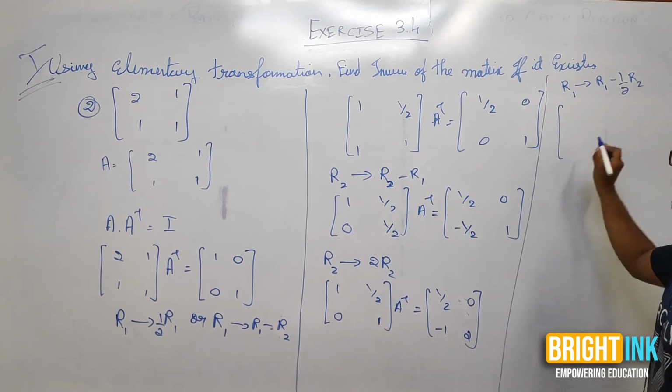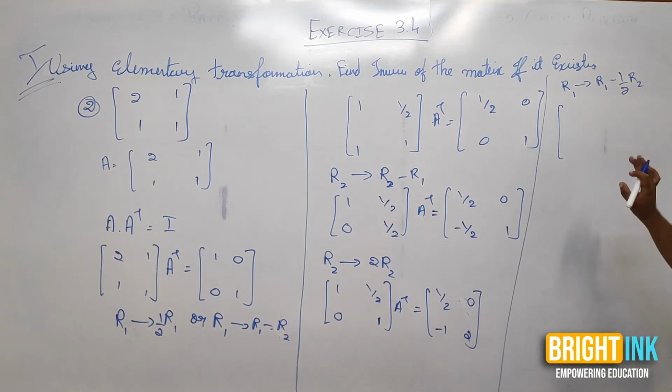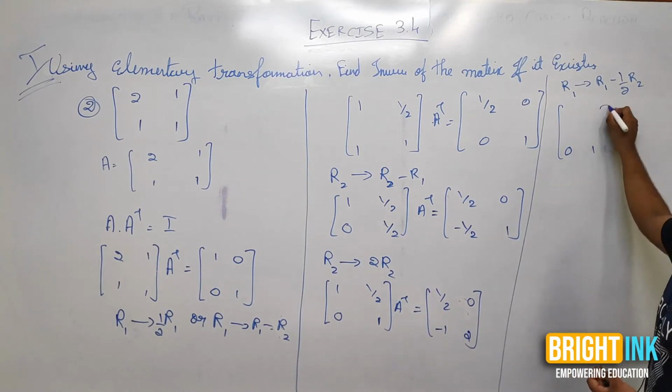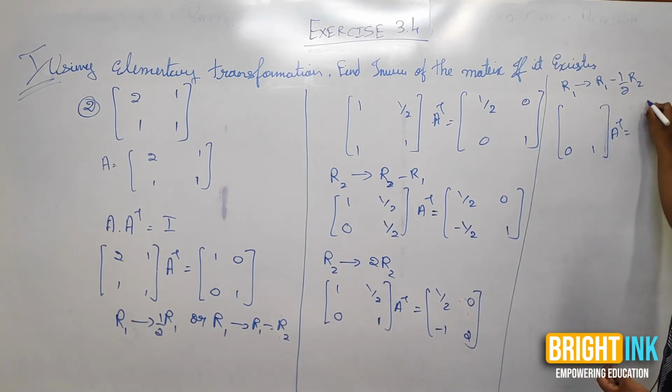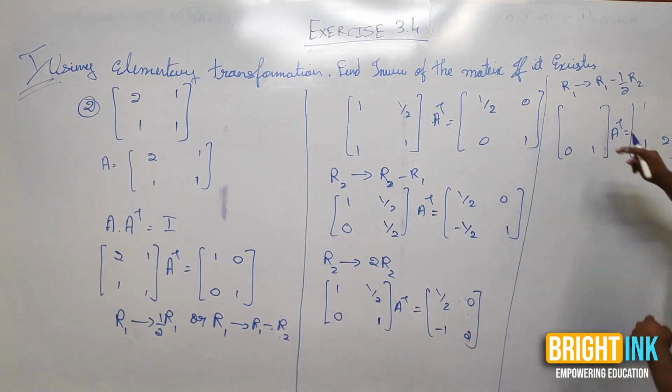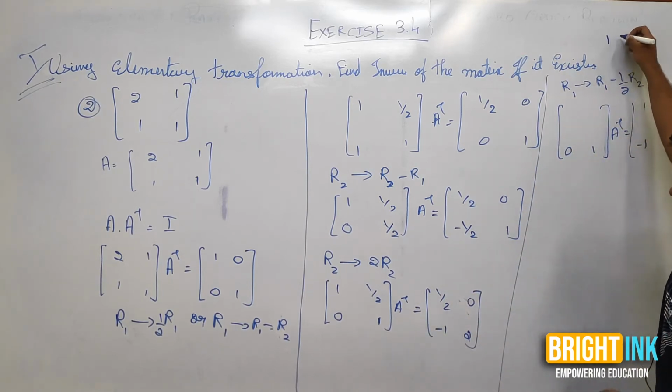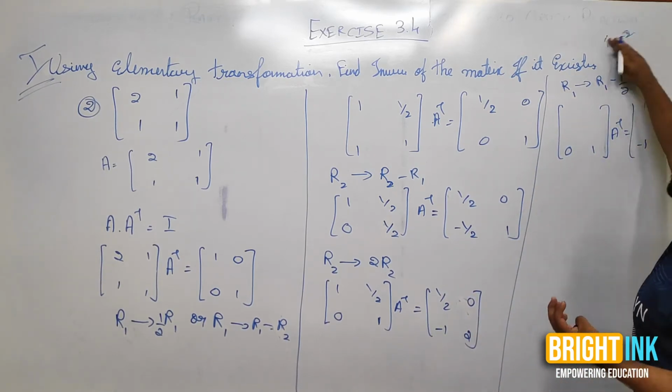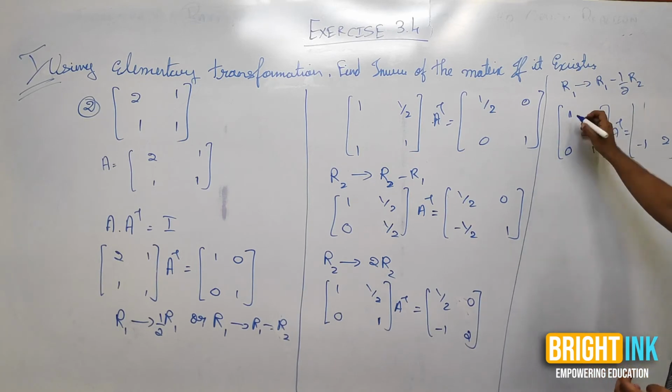So what will you get? You are changing R1, so keep R2 as it is. So what it is: 0 1, A inverse is equal to, I is what? Minus 1 2, and we will look at the top. So see here, R1 is what? 1 minus 0. What will 1 minus 0 be? 1 only. So therefore this is not an issue.